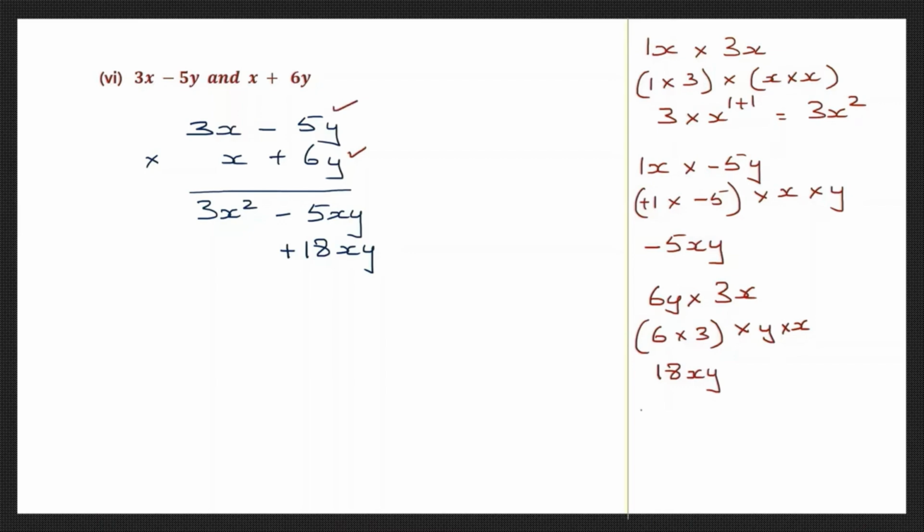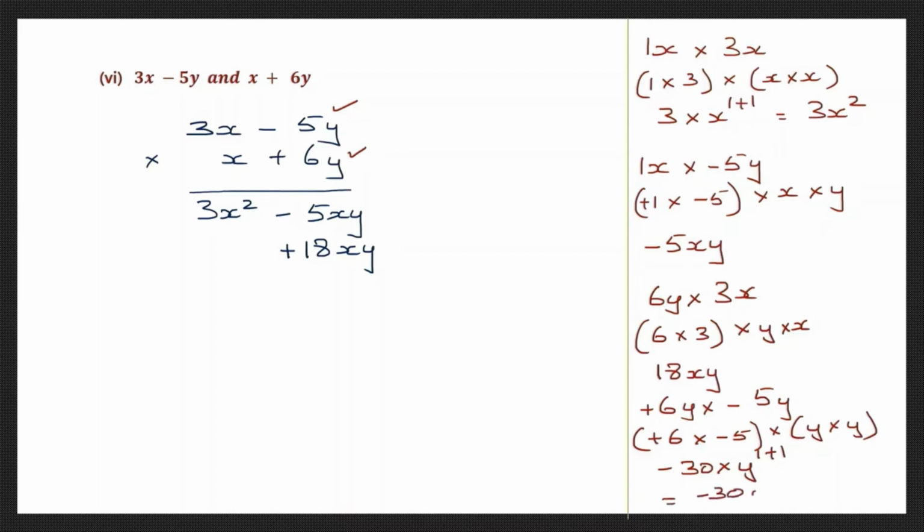Now let's multiply 6y into minus 5y. So we have plus 6y into minus 5y. So let's take the numbers plus 6 into minus 5. Now y into y. So here plus into minus is minus, 6 5s are 30 into y to the power of 1 plus 1, which is minus 30y square. So that's a separate column, minus 30y square.